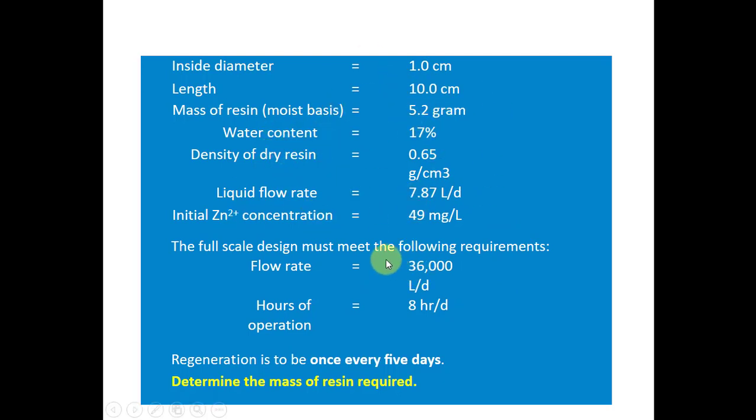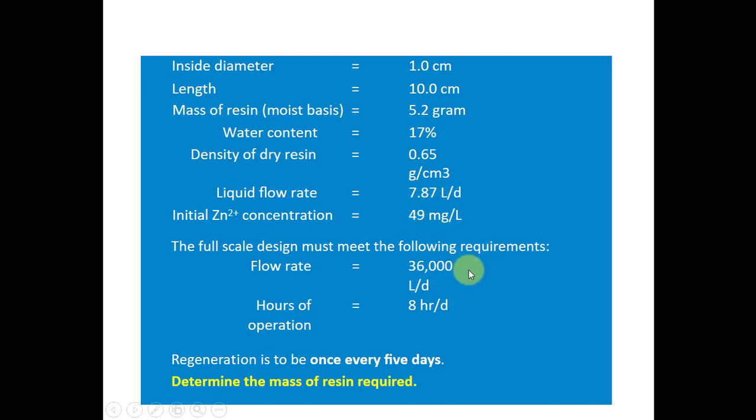Those two columns are going to be applied for the large scale application of the ion exchange column. Let's see here. The diameter of the column in the lab was 1 centimeter. The length was 10 centimeters. The mass of the resin on a moisture basis was 5.2 grams, and the water content is 17%. Here's the density and the liquid flow rate, and this is the initial concentration.